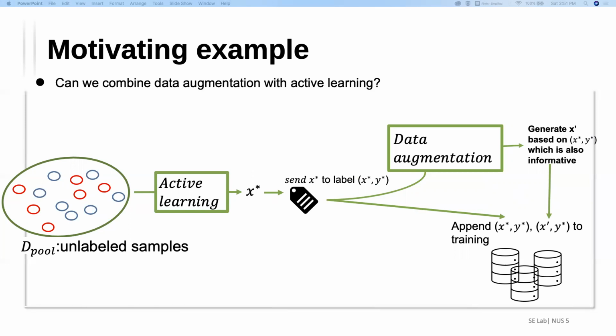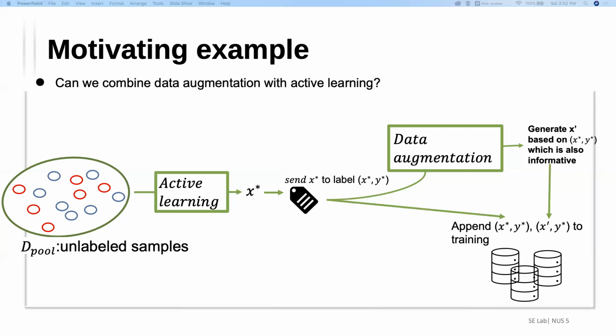Then I will use some data augmentation technique to generate another X prime based on X star. And this X prime is as informative as X star. Then I have X star and X prime, and I merge them into training. So I only need to label once, but I can double the number of informative samples.